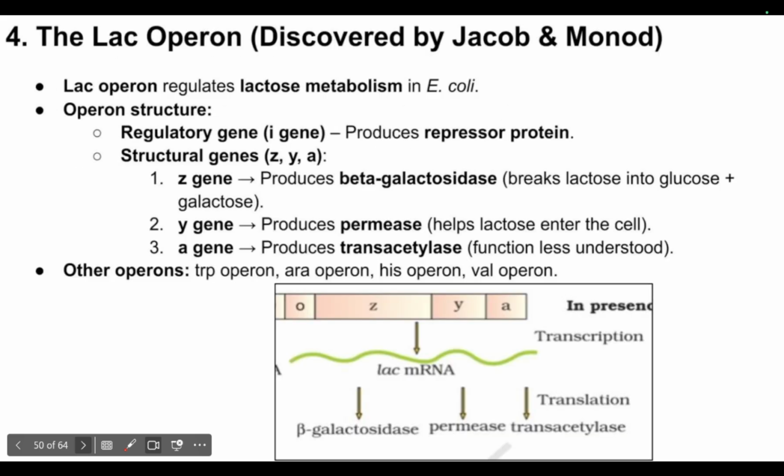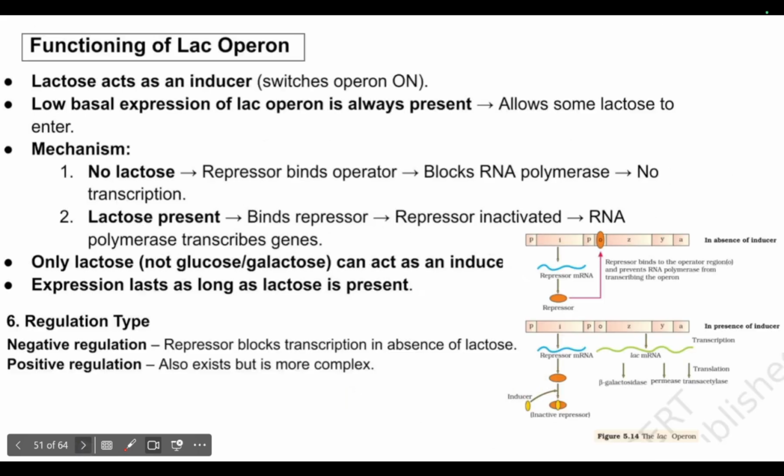This lac operon was discovered by Jacob and Monod. The lac operon regulates lactose metabolism in E. coli. So here there is a regulatory gene, that is the I gene, which is present here. This I gene codes for and forms a repressor protein. As we can see here, this is the I gene and it codes for a repressor protein.